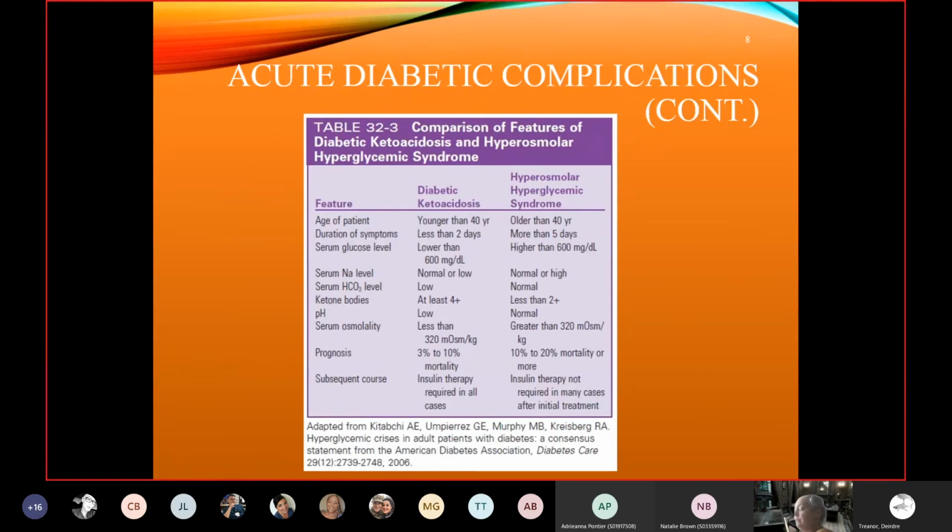And there's that table 32-3 that I was talking about. Usually DKA is going to be seen in the younger people. Symptoms range is different. Serum bicarb level, you'll notice, is different. In DKA, it's going to be low. And in HHS, it'll be normal. pH, obviously, will be different. Osmolality is opposite.